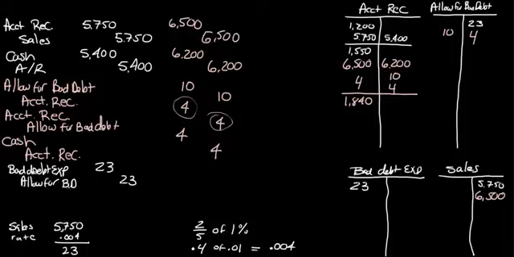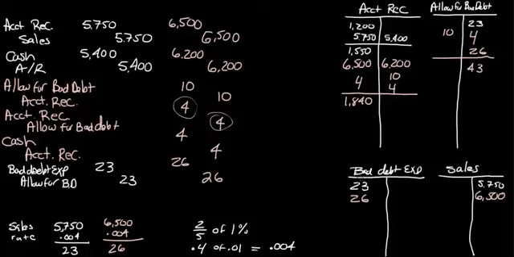Remember, under the income statement approach, I'm going to take my sales number, 6,500 in this case, multiply it by the 0.004. And so my balance is $26. So the bad debt expense is $26, and the allowance for bad debt is $26. So I'm going to post that bad debt expense there for $26 and put this in the allowance account. And so my balance in the allowance for bad debt account, after all is said and done, is $43.